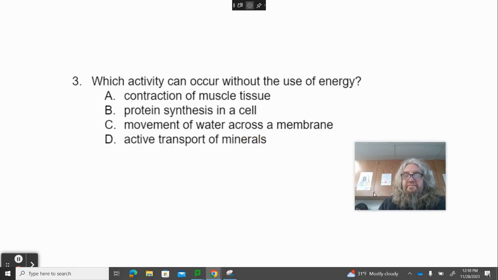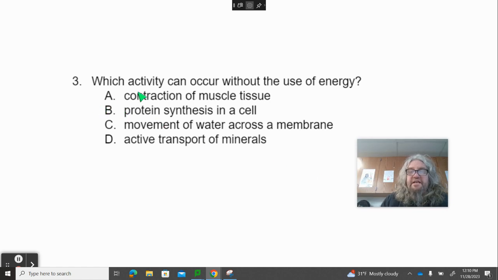Number three, which activity can occur without the use of energy? Is it A, contraction of a muscle tissue cell, B, protein synthesis in a cell, C, movement of water across a membrane, or D, active transport of minerals?